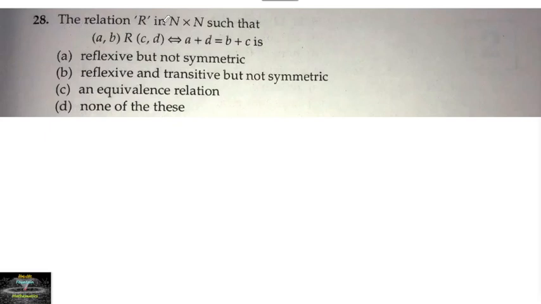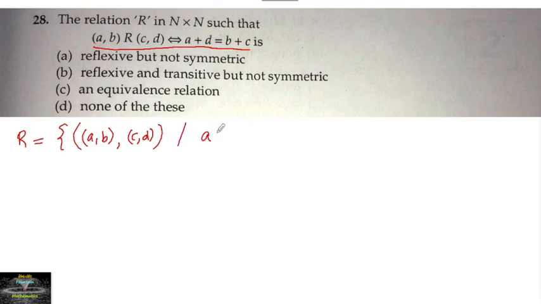The relation R in N by N such that (a, b) is related to (c, d) if and only if a plus d is equal to b plus c. So here, given a relation R equal to the ordered pairs (a, b), (c, d), this is one such ordered pair, such that a plus d is equal to b plus c, where (a, b) belongs to N by N and (c, d) also belongs to N by N.